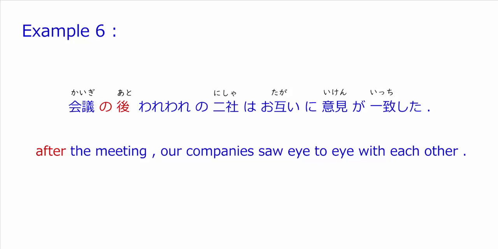会議の後、我々の2社はお互いに意見が一致した。It's a noun plus no plus ato sentence. Ato comes because not the point of time, but the general event after finishing the first event is important, and in general the action of it. And otagai means mutually, iken means view, and icchi shita means to agree.